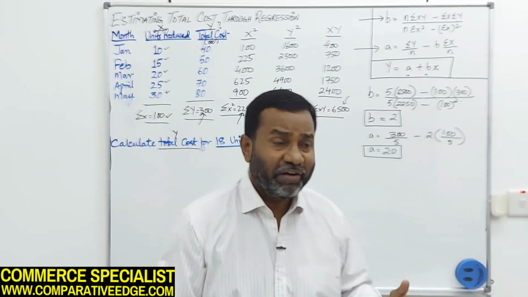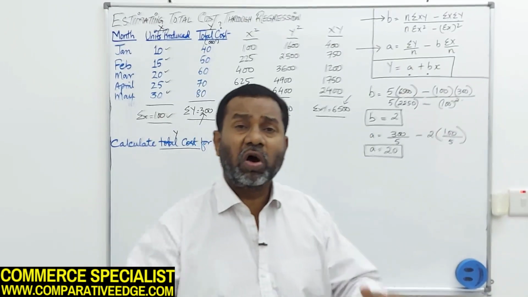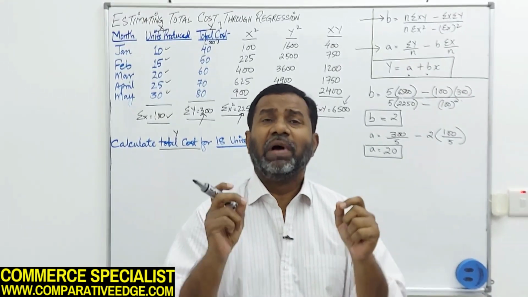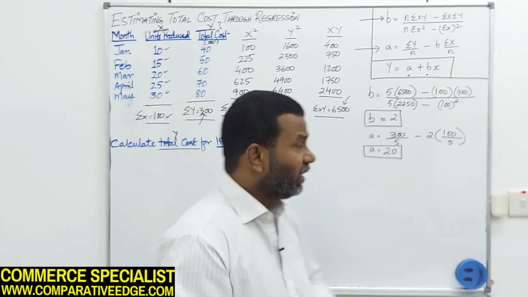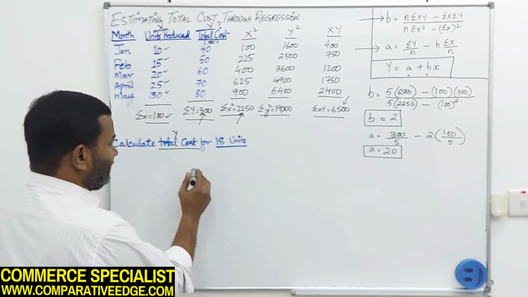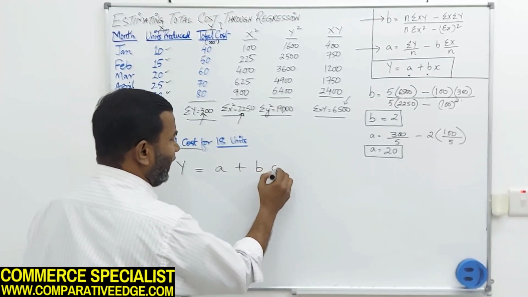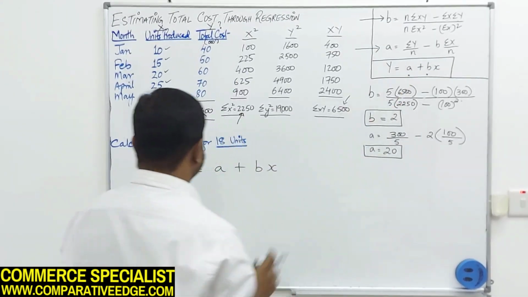So guys, now that we have the value for A and B, we are all good and set to use the wonderful and magical equation of regression. The equation of regression is like this. Y is equal to A plus BX, which I've given here.